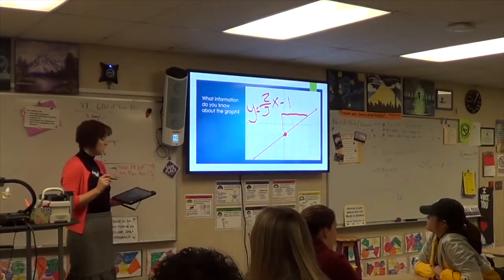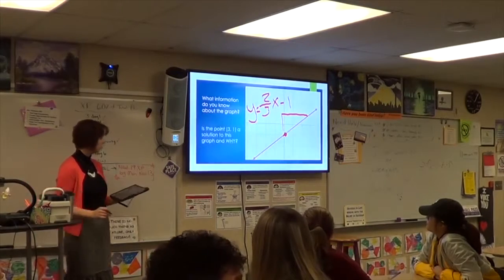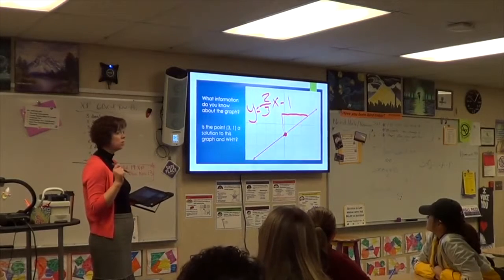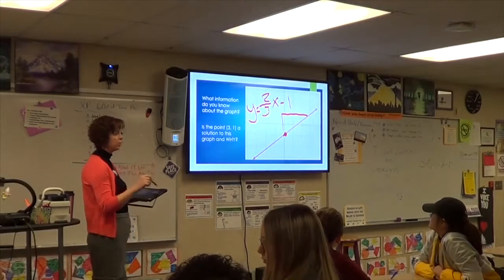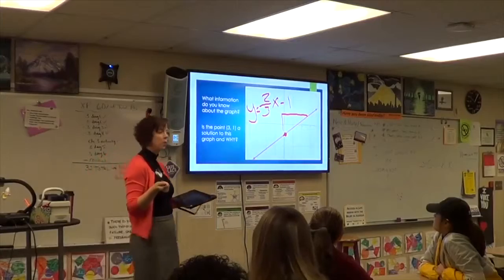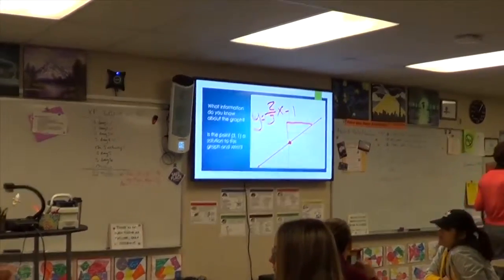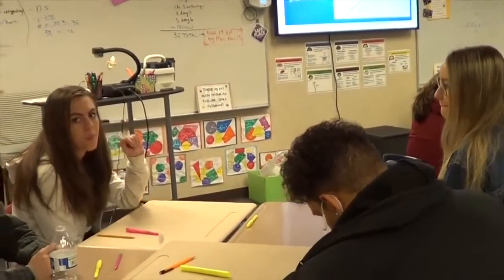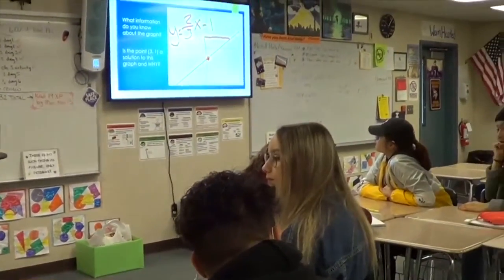Nice. Okay, so I have a question about this line. Is the point 3,1 a solution to this graph, and why? Discuss in your group. You think the point 3,1 is a solution to this graph, and why? Discuss. Make sure you guys are discussing. You guys know why? Pass it through each other.